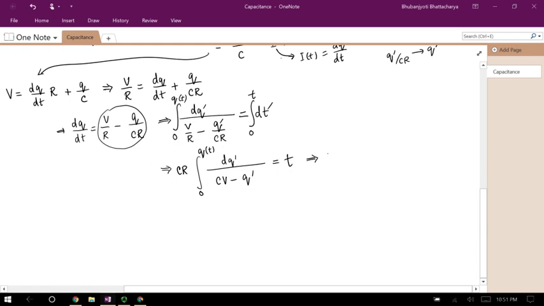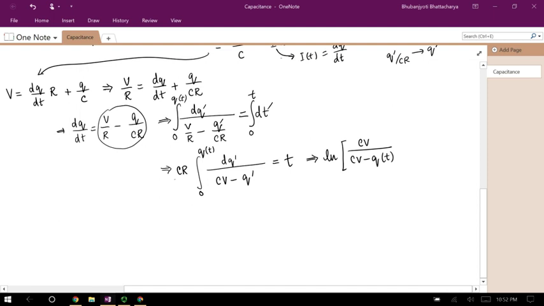So on the left hand side, when we do this integral, that's a simple one. That's just a log. So we will get log of CV divided by CV minus Q of t.